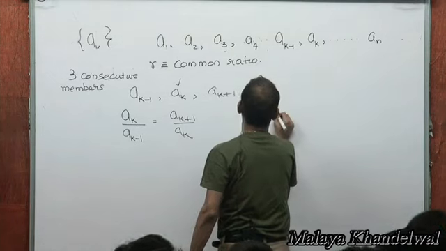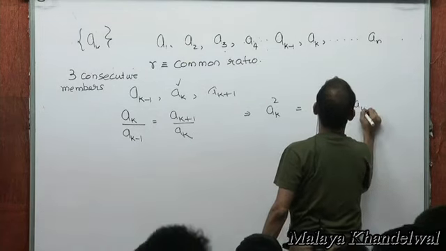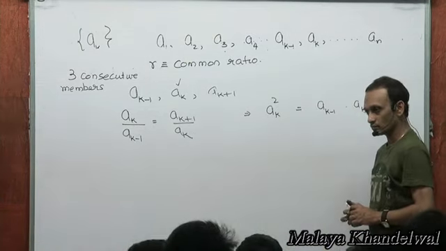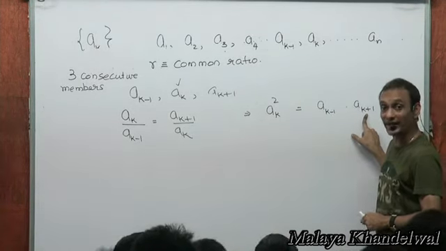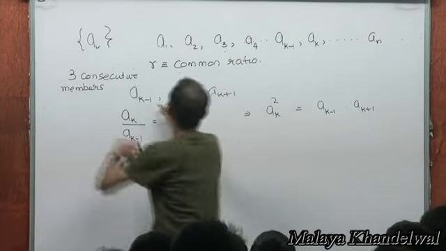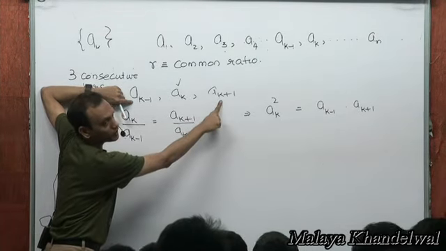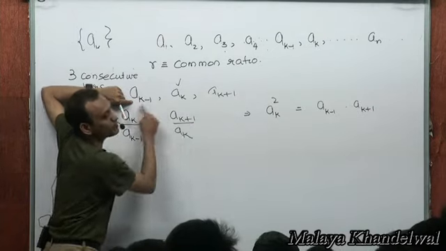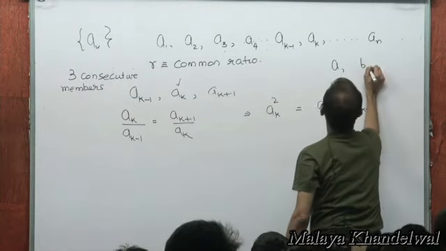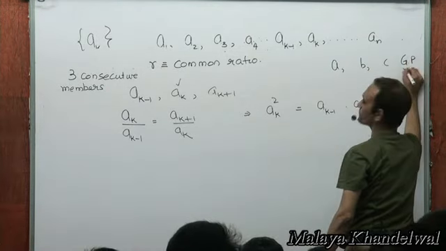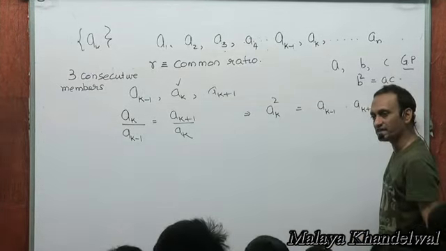This gives me AK squared equals AK minus 1 into AK plus 1. Yes or no? AK minus 1 into AK plus 1 is what I get out of this. Which means if I take any 3 consecutive members of a GP series, then square of the middle term will be the product of the two adjoining terms. That means if A, B, C are three consecutive members of a GP series, then we must have B squared equal to AC.